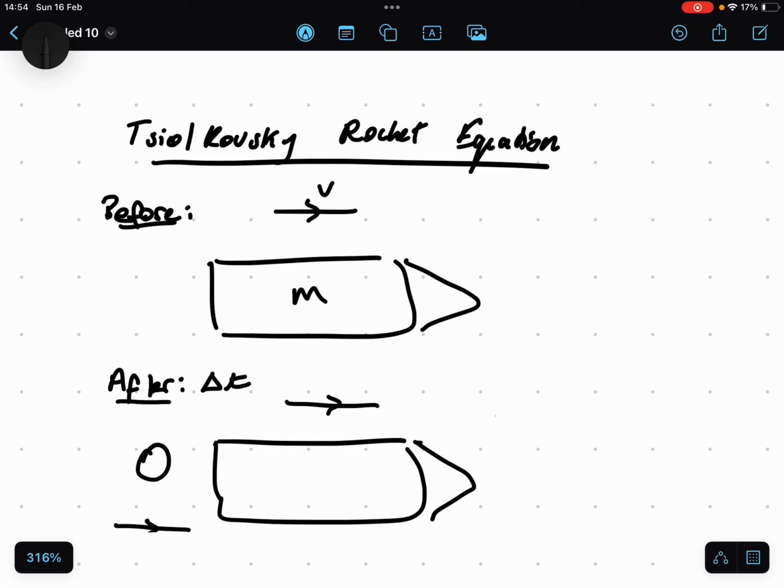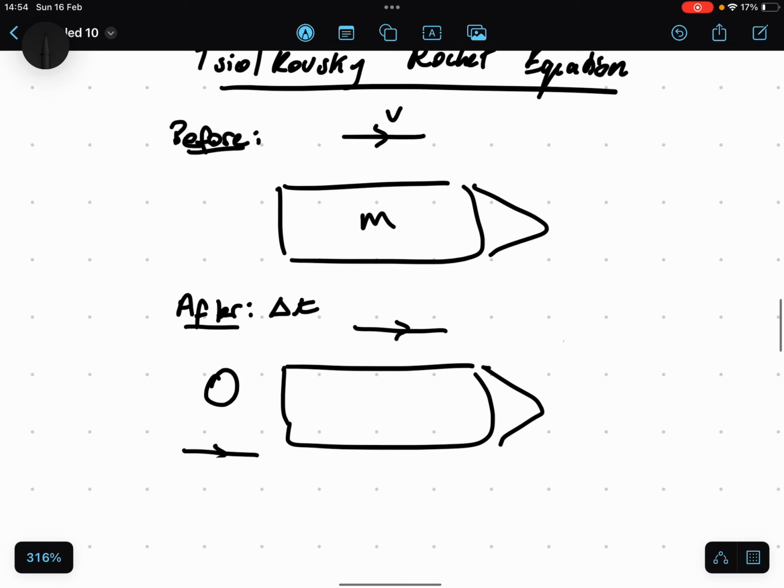Rocket equation. I don't know if that's how you pronounce it, but correct me if I'm wrong. So before we have a rocket, it's moving with some mass m, and it has velocity v. Now the way a rocket works is that it expels mass in order to move faster, right? So let's have a look at what happens after.